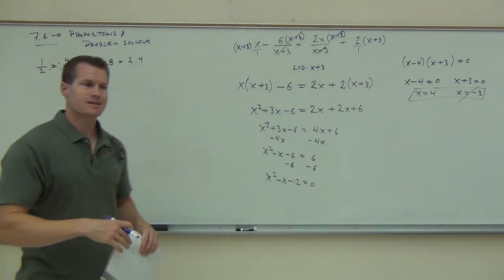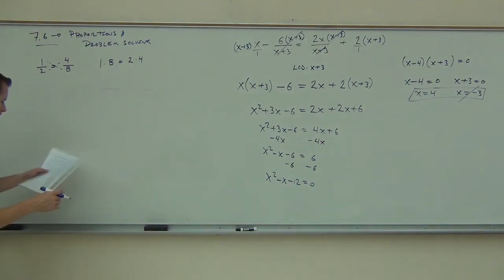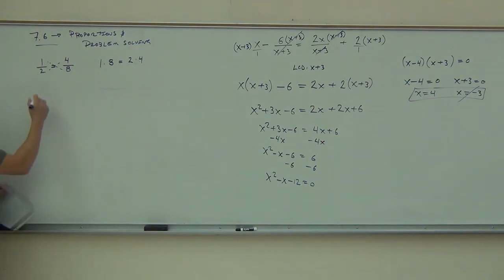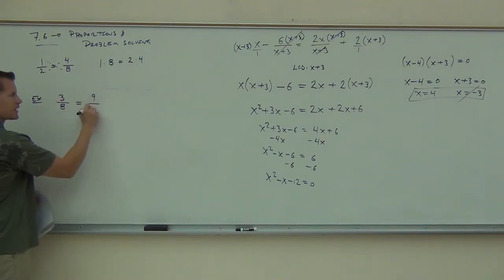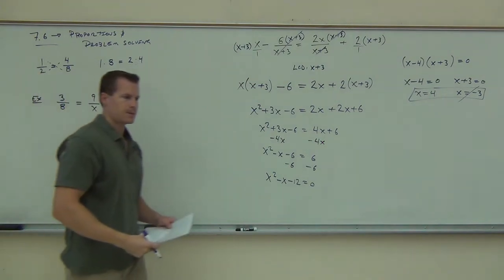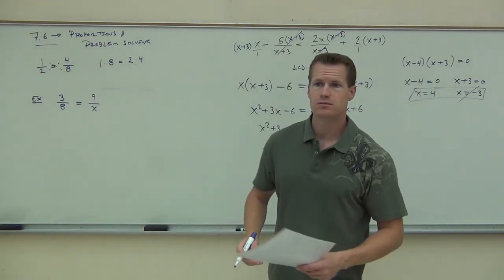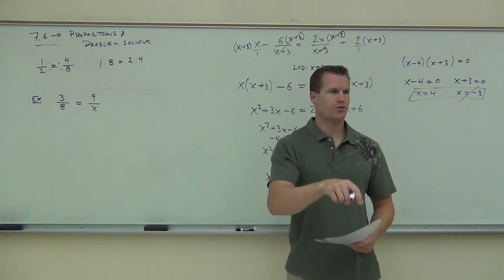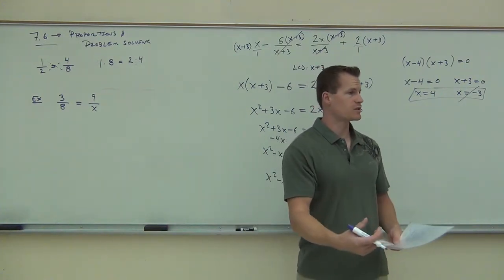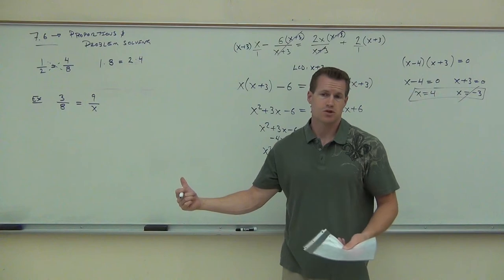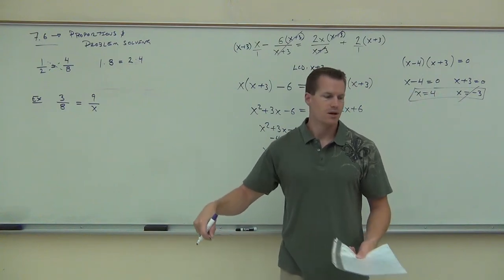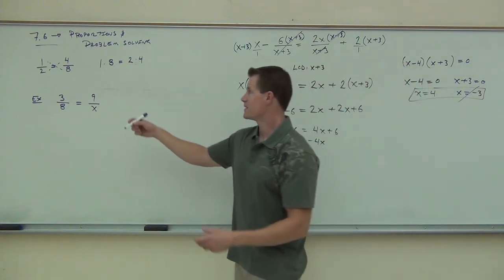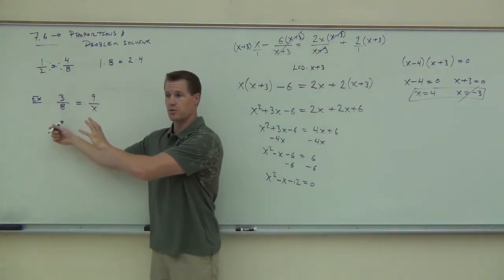For instance, let's say I didn't have 1 half equals 4 eighths. I had something like 3/8 equals 9 over x. Is that still a proportion? Yeah. Is it a fraction equal to a fraction? Yeah. That's what a proportion means. So is that still a proportion? Sure. Is cross multiplication still going to work? Absolutely. If cross multiplication works in every proportion, it also has to work in this proportion as well.